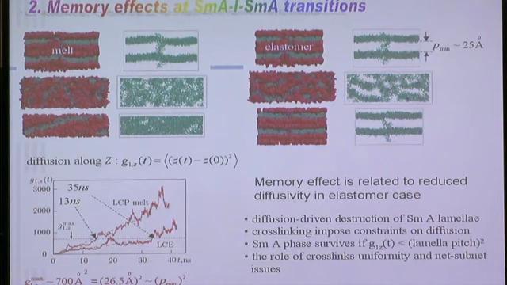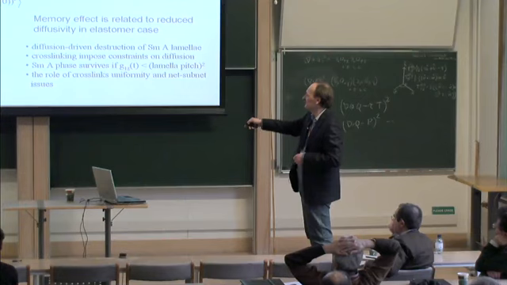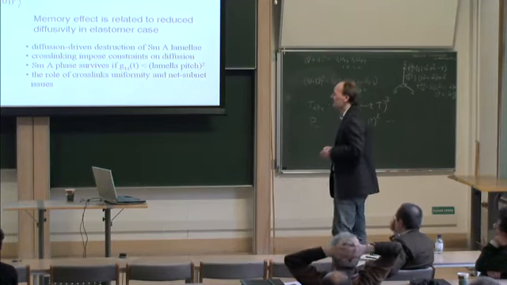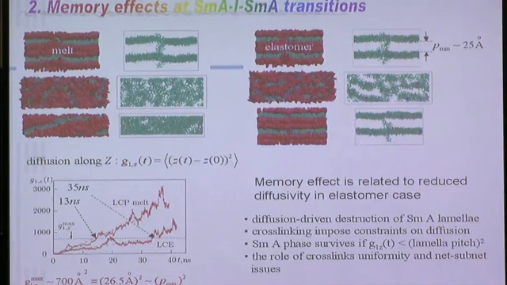Here one can see that the origin is possibly diffusion driven, and we checked this by calculating the mean square displacement of the polymer sites along this axis, and here we can see that the diffusion coefficient for the liquid crystalline elastomer is approximately 2.5 times lower than for the melt. So basically cross-links are blocking diffusion of the chains, which is an obvious thing.